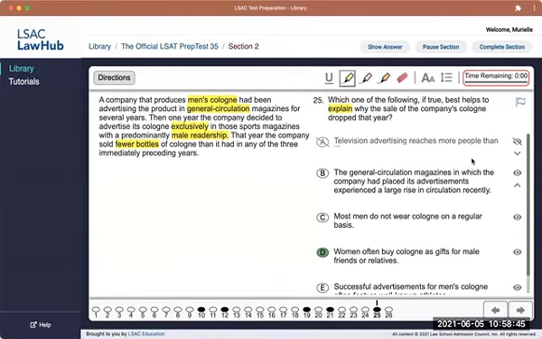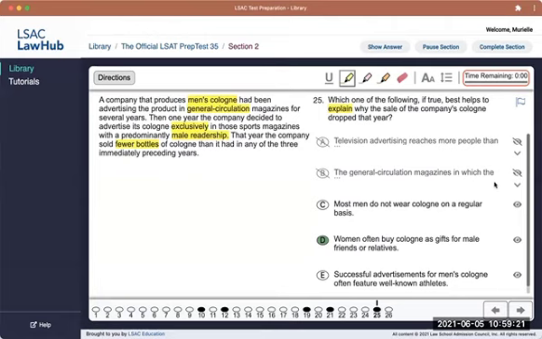B, the general circulation magazines in which the companies have placed advertisements experienced a large rise in circulation recently. Okay, but we're comparing how they did in sports magazines this year to how they did in general circulation previously. So this recent rise can't be part of our analysis because we're thinking about this year's sports magazines versus previous years of general circulation magazines, not the recent circulation of those magazines.